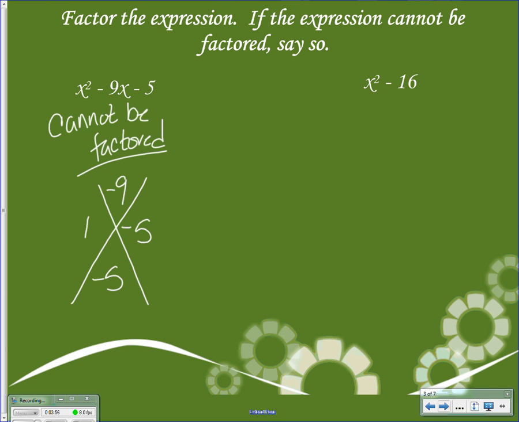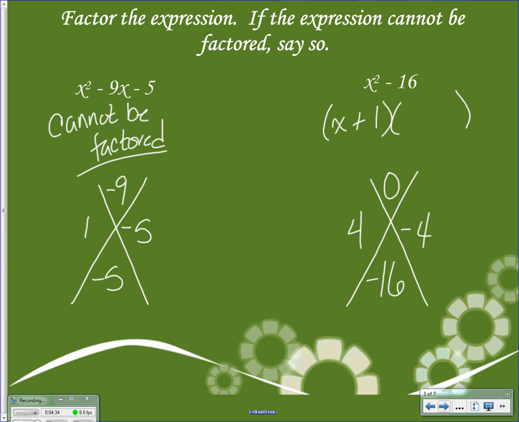Although what's different about this expression is that I don't have a middle term. There's no x there. But I can still do the same thing I've been doing. I want two numbers that multiply to be negative 16. And since there's no term with an x, nothing means 0. So I want two numbers that multiply to be negative 16 and add to be 0. So that would be 4 and negative 4. So here we go: x plus 4 and x minus 4.